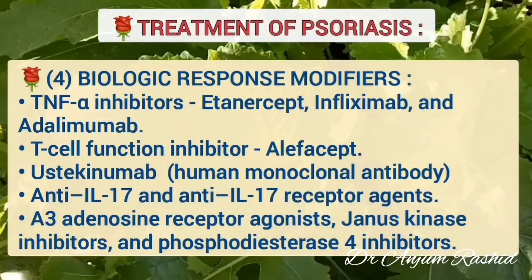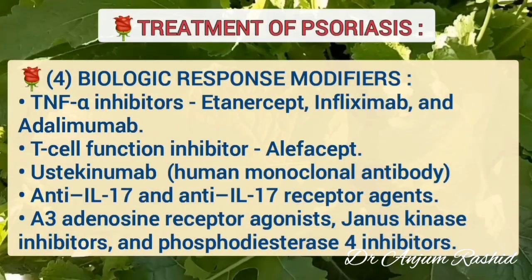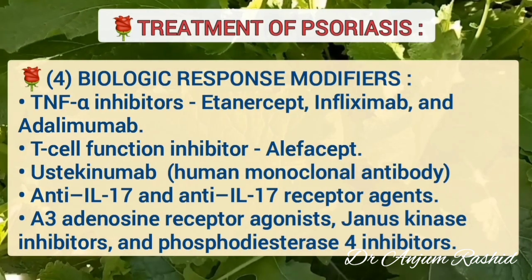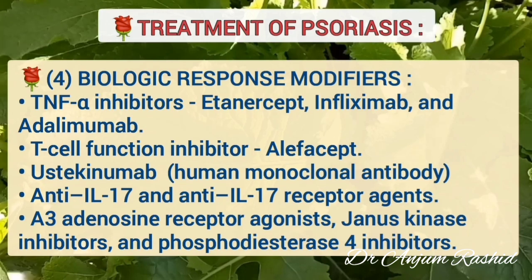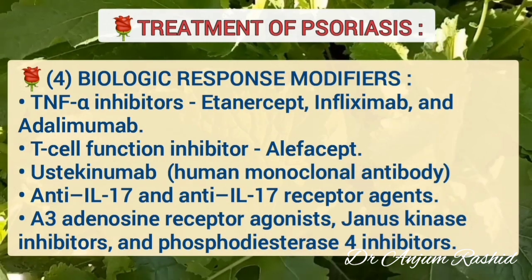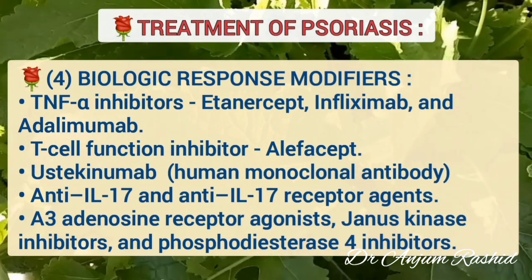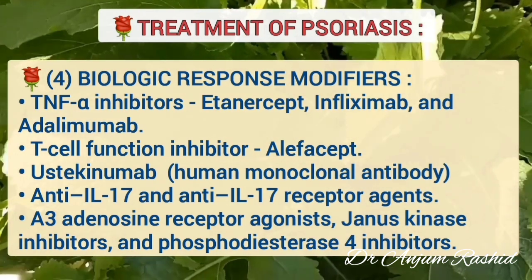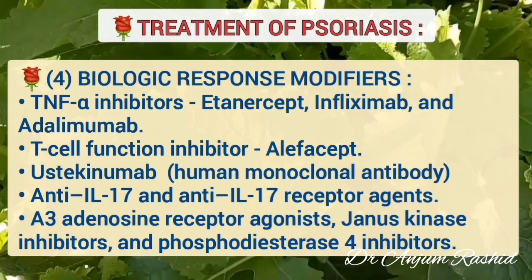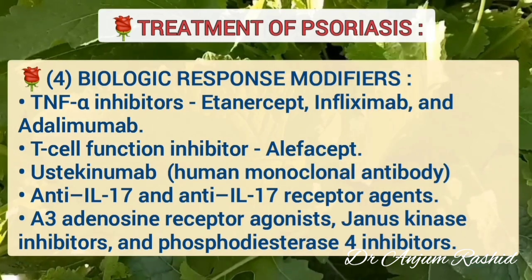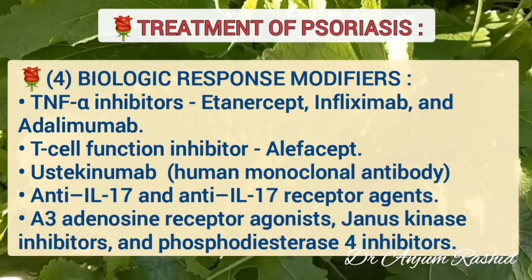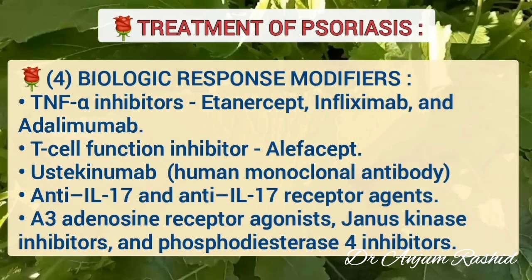Now the fourth step includes biologic response modifiers. These drugs are mostly used in the adults. These include tumor necrosis factor alpha inhibitors such as etanercept or infliximab, T-cell function inhibitors, ustekinumab, which is a human monoclonal antibody, anti-interleukin 17 and anti-interleukin 17 receptor agents, adenosine receptor agonist, Janus kinase inhibitors, and phosphodiesterase 4 inhibitors.